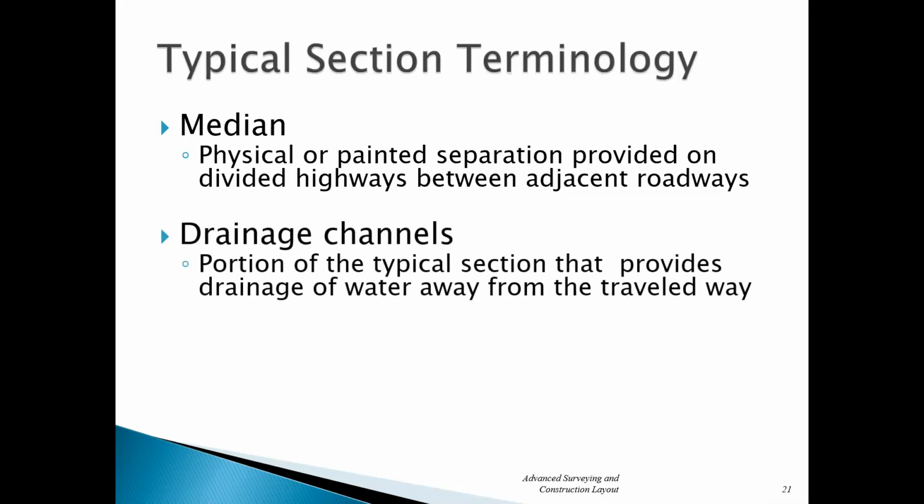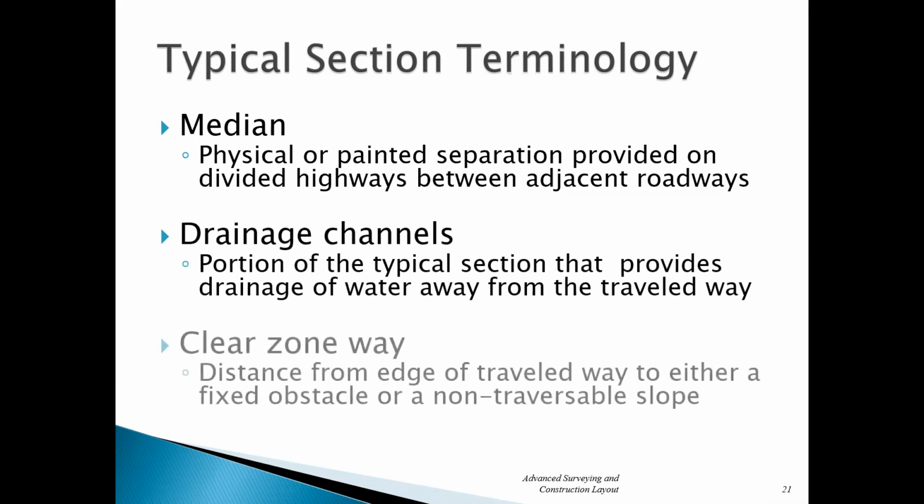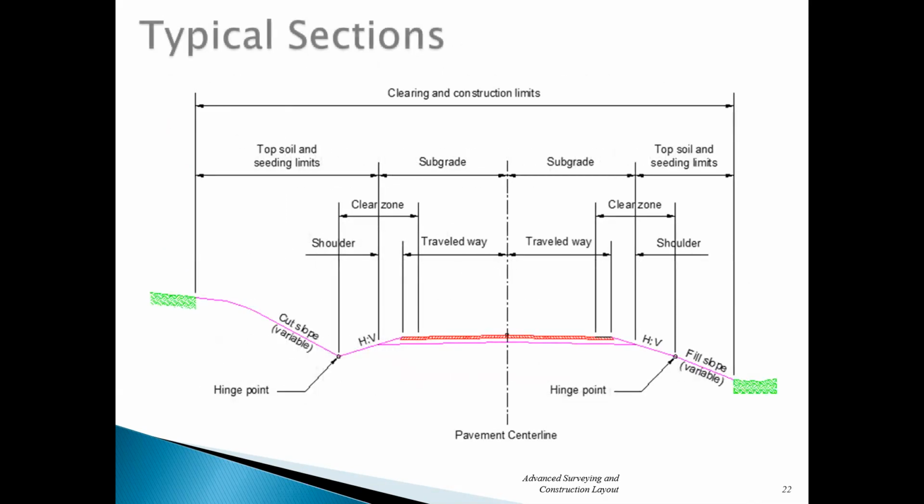Then you have drainage channels, and those can occur left or right of your pavement, or they can occur in the middle, in the median, and they can occur both places. And then you have what's called a clear zone, the distance from your edge of traveled way to either a fixed obstacle or a non-traversable slope, which means you can't drive on it. That's too steep. So this is kind of showing you those generalized terms.